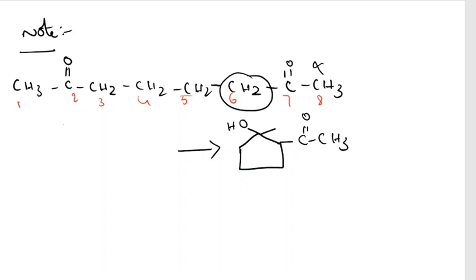This is all about the aldol condensation. Whenever an aldehyde and a ketone group are present in the same compound during the intramolecular aldol condensation, again the carbanion will be formed which is adjacent to the aldehyde group. Okay, that is also the point to be noted in this aldol condensation.